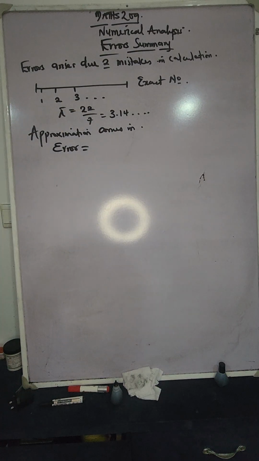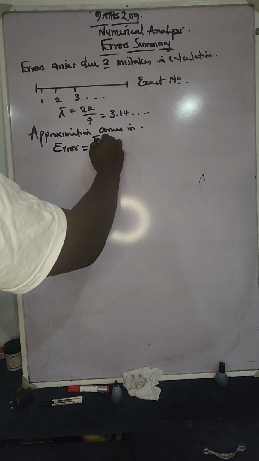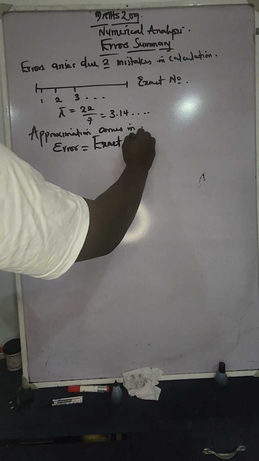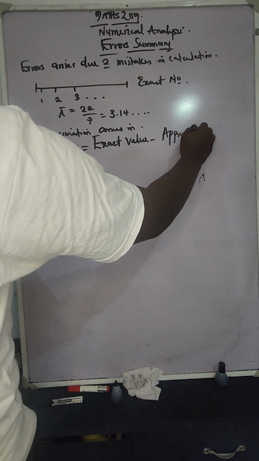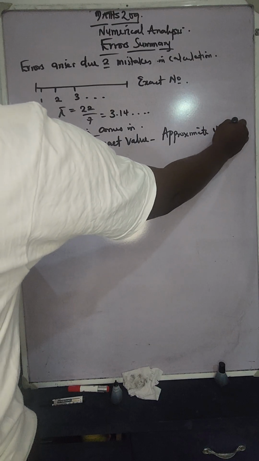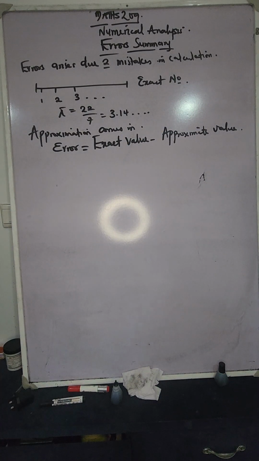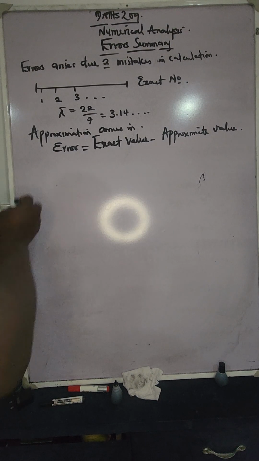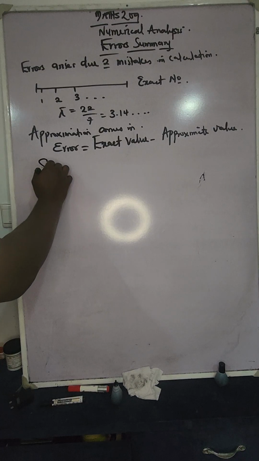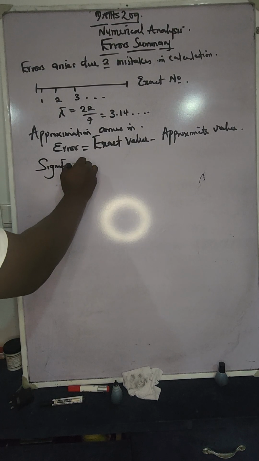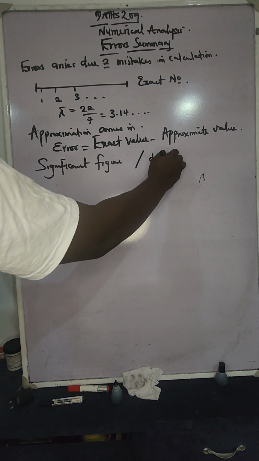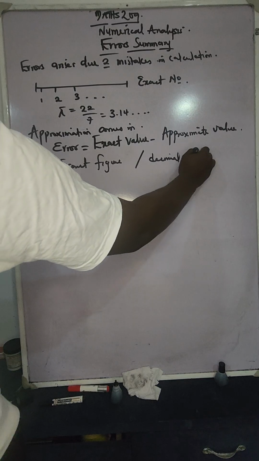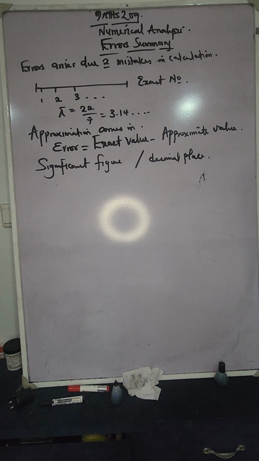And so we are able to find out that error in a calculation is the exact value minus the approximate value. And so we cannot deal with calculations if we cannot tell the difference between a significant figure and a decimal place. These are two major concepts we need to look at very quickly.